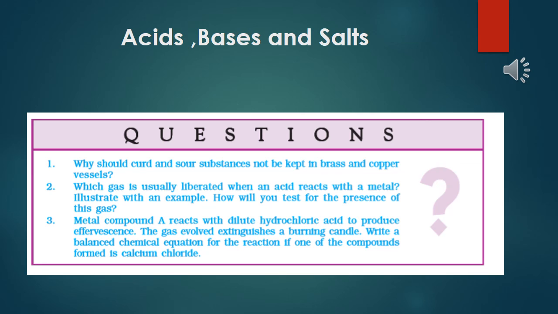Question number 3. Metal compound A reacts with dilute hydrochloric acid to produce effervescence. The gas evolved extinguishes a burning candle. Write the balanced chemical equation for the reaction if one of the compounds formed is calcium chloride. This answer you try to write by yourself.